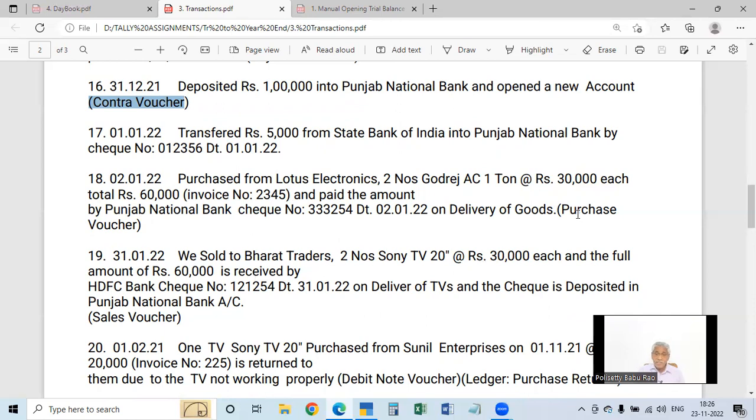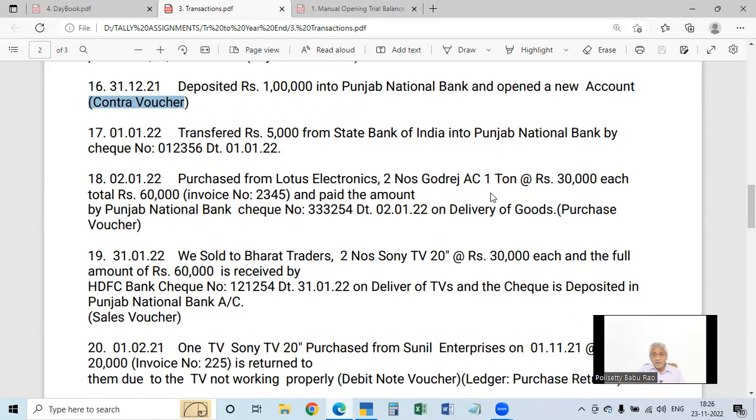So here we purchased goods and paid money, which means we have to enter a purchase voucher. While entering in the purchase voucher, first the party's name. If it is a credit transaction, we write the party name. If it is a cash transaction, we write the word cash. If it is through bank, we write the bank name. Here we are giving a check immediately, so in the party name column we have to write Punjab National Bank, and then the purchase ledger. Then we write the stock item details.